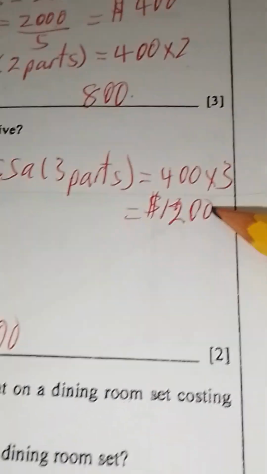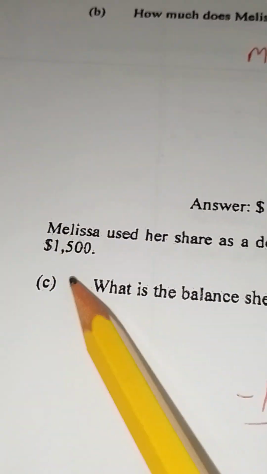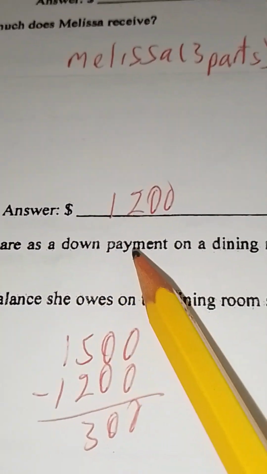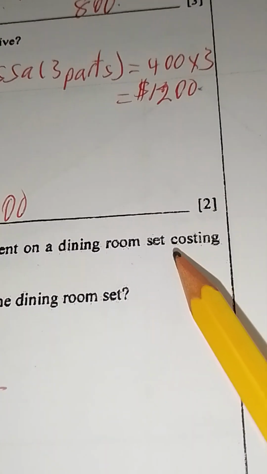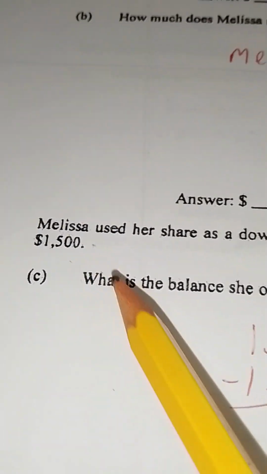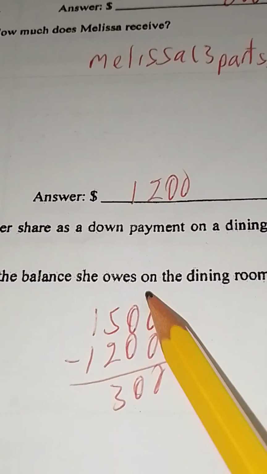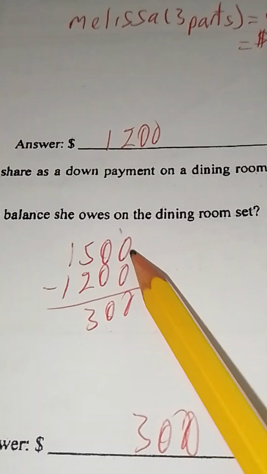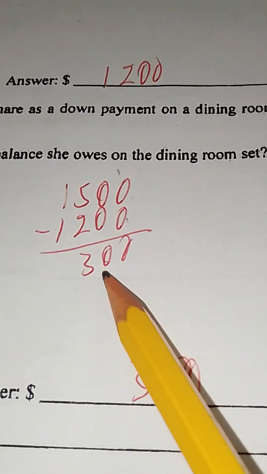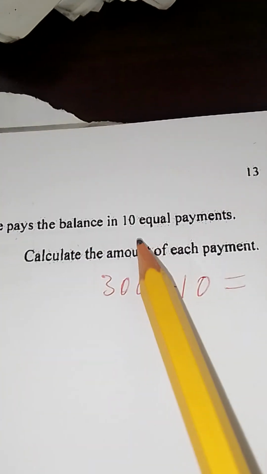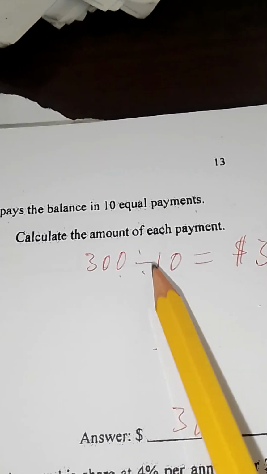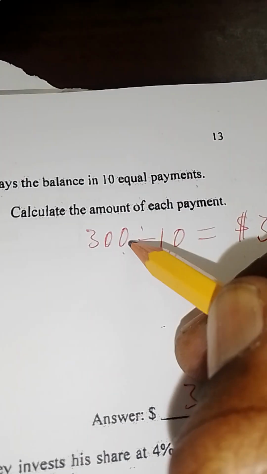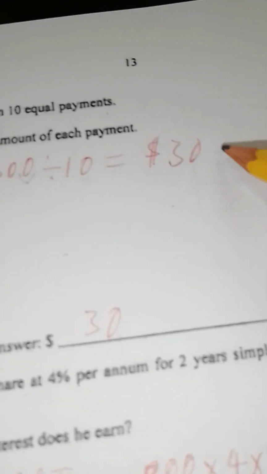Good. So now it says here, Melissa used her share as a down payment on a dining room set costing $1,500. What is the balance she owes? So if it costs $1,500 and she has $1,200, she owes $300. Now it says here, she pays the balance in 10 equal payments. So simply divide $300 by 10. When you divide by 10, move the decimal point over 1 time. So she's paying $30 every month.